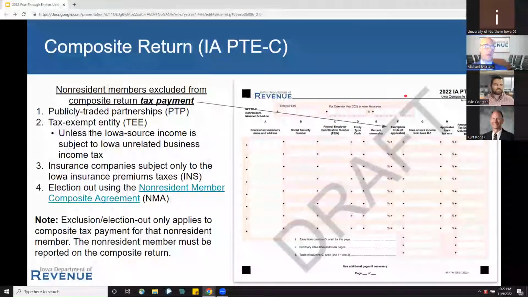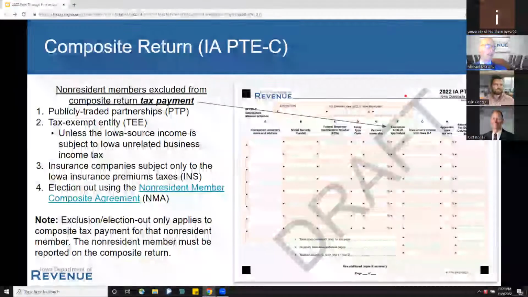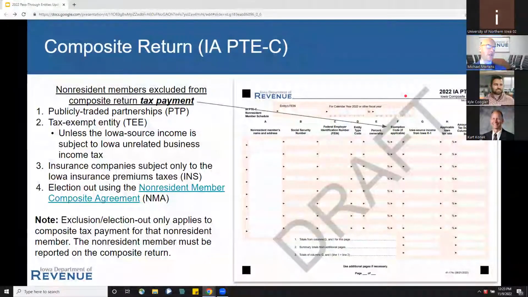Tax exempt entities are also exempt from the payment requirement, obviously because in general, the Iowa source income received by those tax exempt entities will not be subject to Iowa tax. The exception here would be if some of that Iowa source income is itself subject to the Iowa unrelated business income tax. In that case, the exemption will not apply with respect to that income.